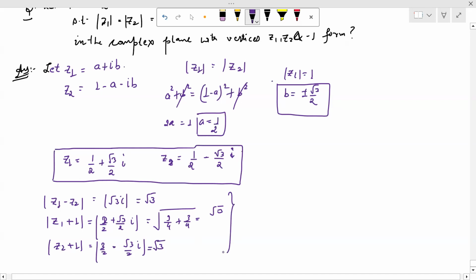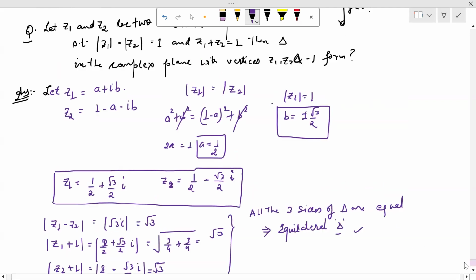It does prove a point that all the three sides of the triangle are equal. It implies we are talking of an equilateral triangle. So this is how you would do things.